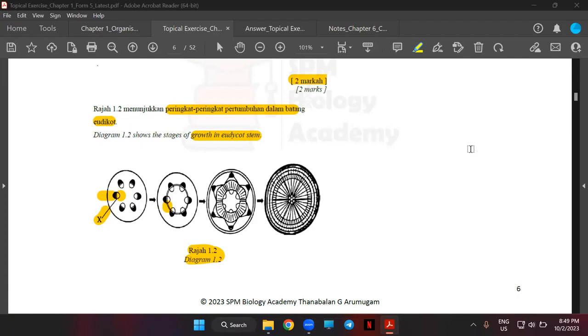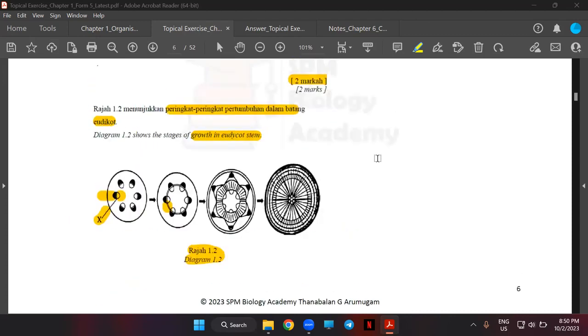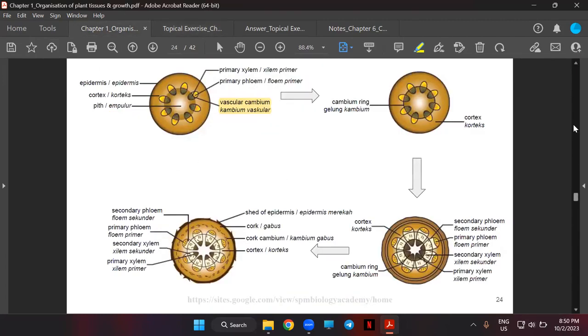So, bila dia buat mitosis, mula-mula dia hasilkan cambium ring, gelang cambium dulu. Lepas tu mitosis berlaku lagi. So, bahagian dalam membentuk secondary xylem dan bahagian luar membentuk secondary phloem. Yes or no? So, sekarang di sini, what will happen to the plant kalau X gagal? If tissue X fail to form. Jadi, maknanya, kalau vascular cambium gagal terbentuk, secondary growth will not occur. Secondary growth tidak akan bermula because you remember what we learned from here. Let me show to you.